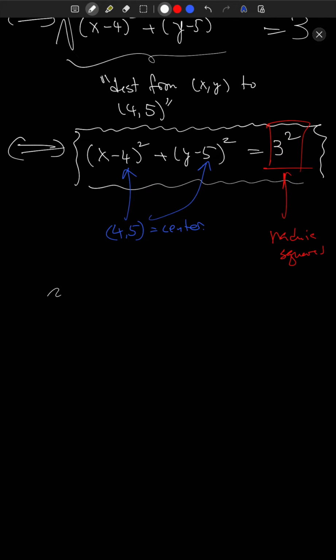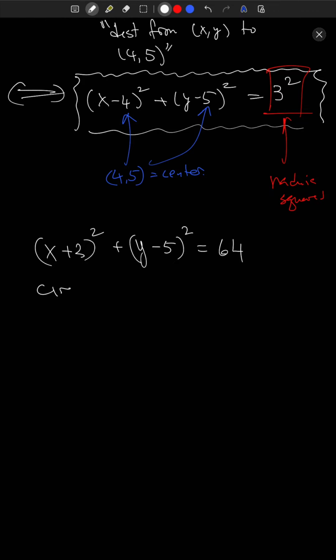So for example, if I wrote down (x plus 3) squared plus (y minus 5) squared equals 64, then this would be a circle of radius square root of 64, which is 8. And again, we don't have to worry about -8 because we're talking about actual physical circles here. And its center is -3, 5.